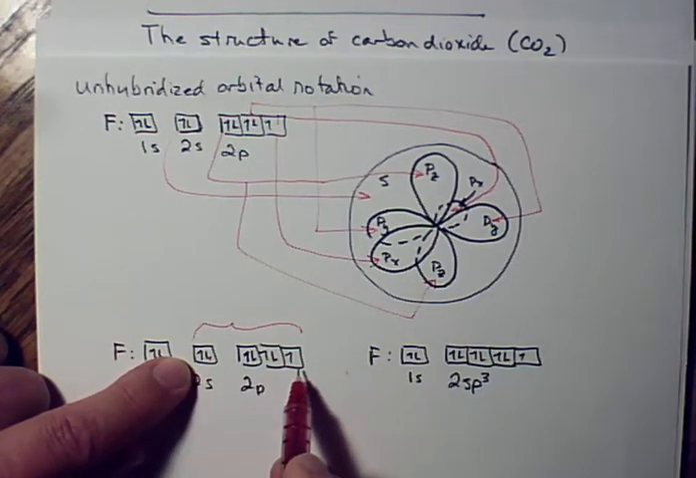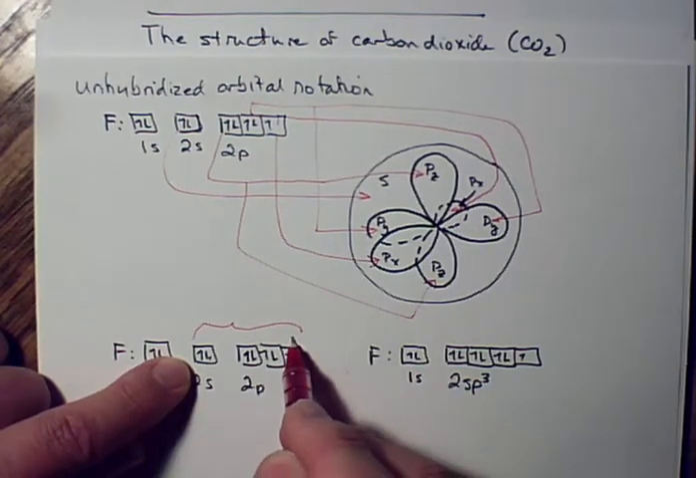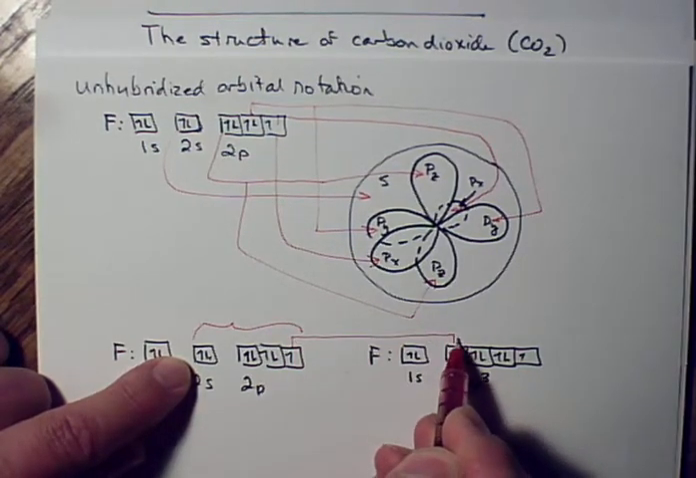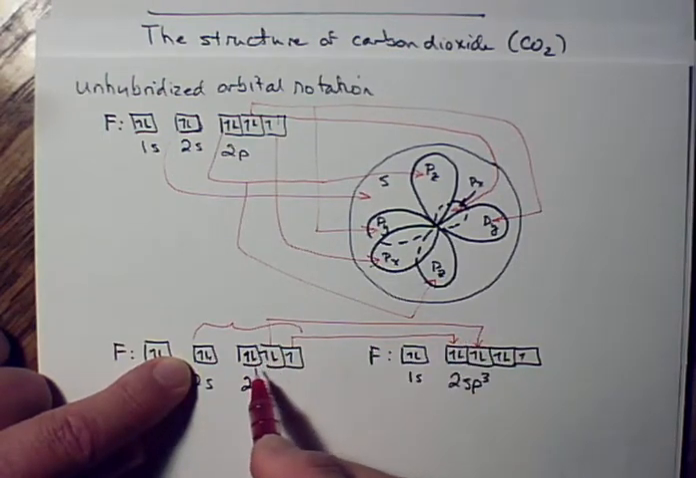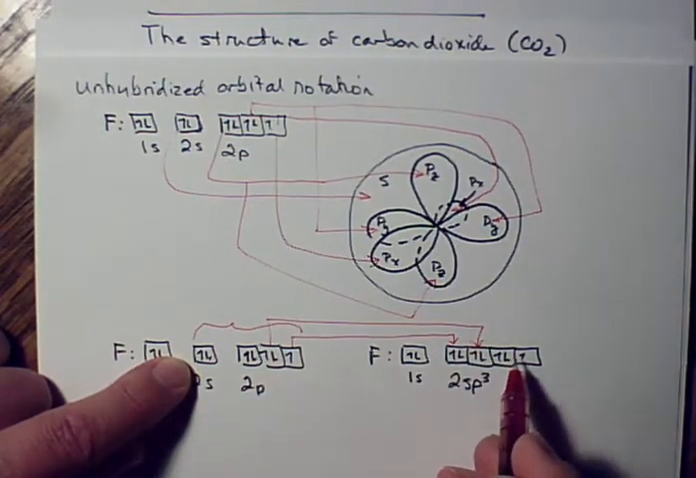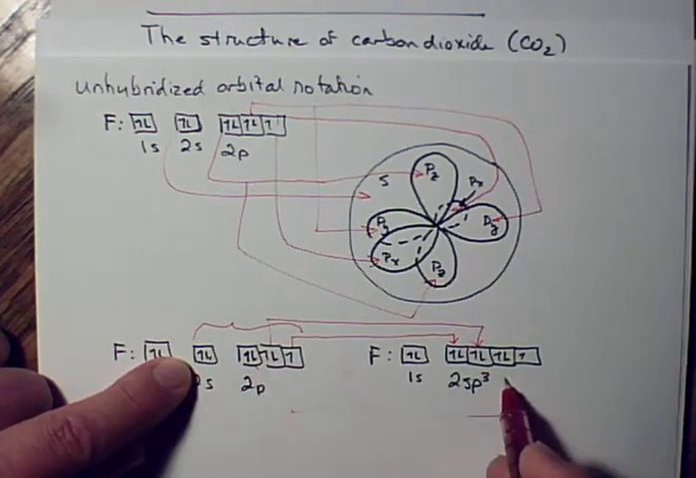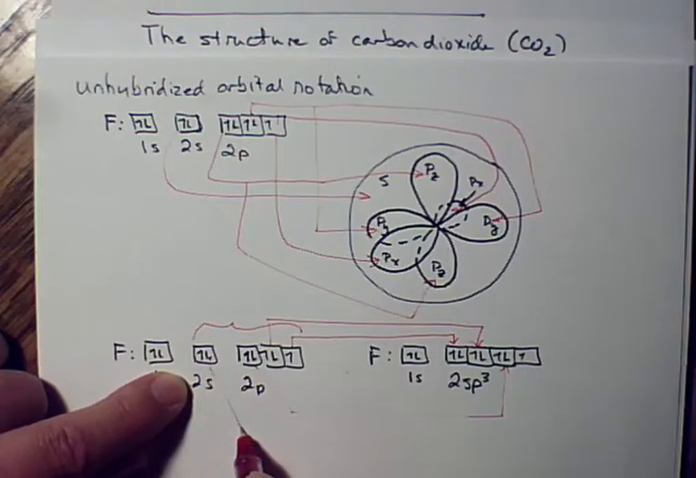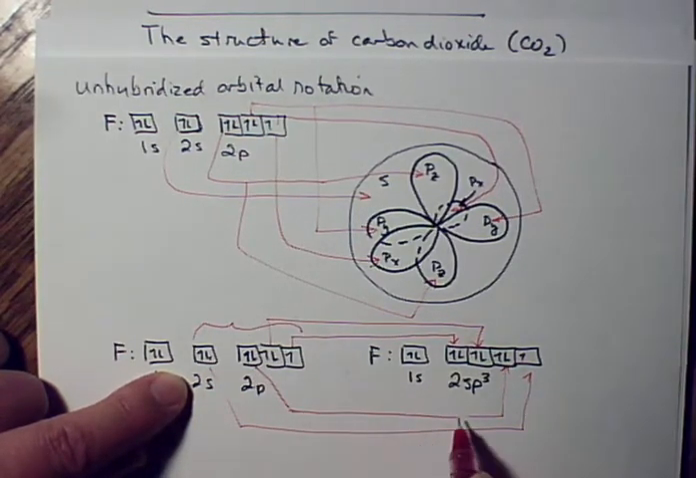Each of these orbitals became something new over here. So this orbital has become one of these. And this orbital has become one of these. That's a hybrid. This is a hybrid over here. Okay? This orbital has become one of these. And this orbital has become one of these. They've all become something different by hybridizing.